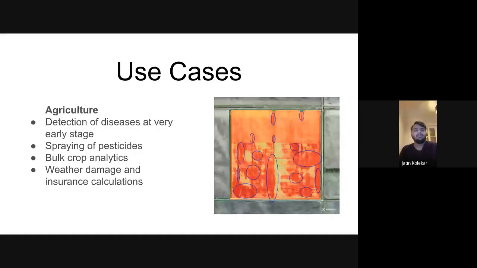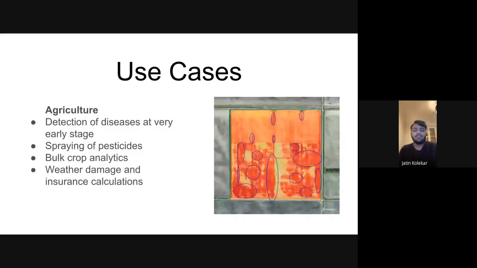The second use case for agriculture is spraying of pesticides. When pesticides are sprayed by humans by hand, there is a very big problem that the spraying could be uneven and there can be human errors. So using drones can also solve this. Similar to finding diseases, there are also different types of analytics, for example for checking how the farm is going on, or if there is some grass that is growing in the middle. These kinds of things can be useful to identify with the drone.